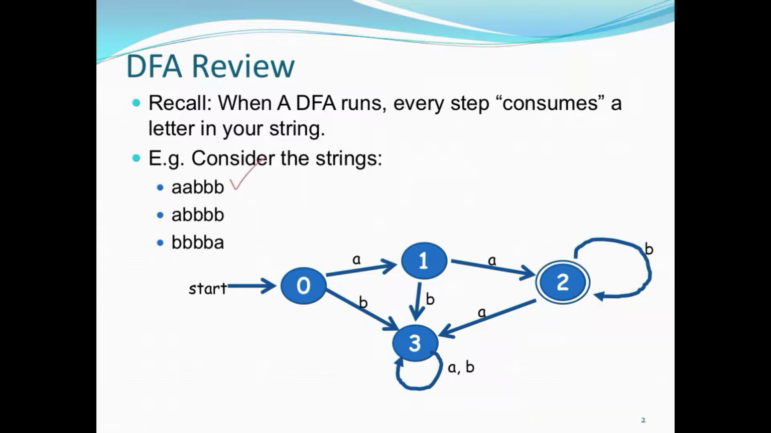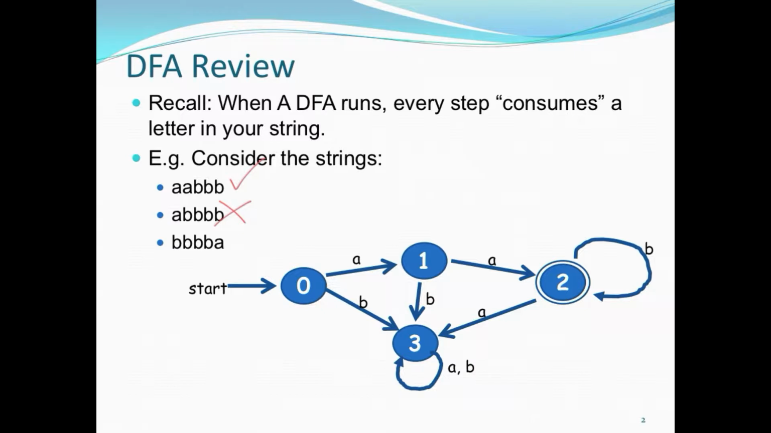Okay. If we look at the second string, we see an A, so we transition from 0 to 1. Of course, we're always starting at 0 because that's where start is. We see a B, we go down to state 3, another B, stay at state 3, another B, stay at state 3, another B, stay at state 3. We've completed stepping through the string. We are at state 3, which does not have a double circle, and so that tells us that this string is not in our language.